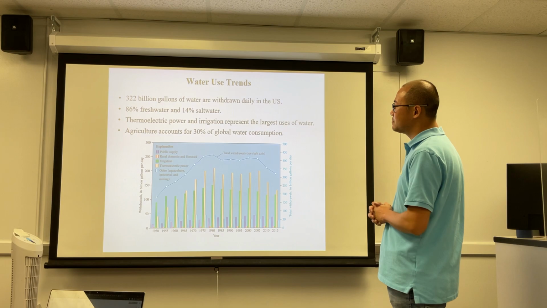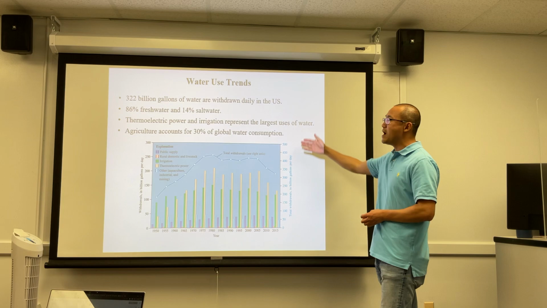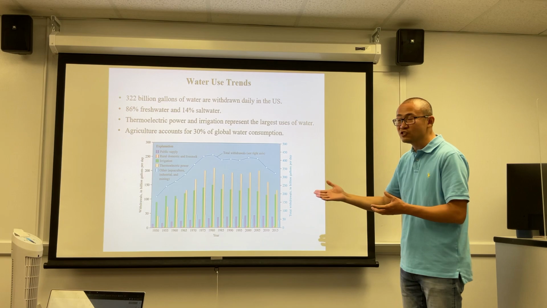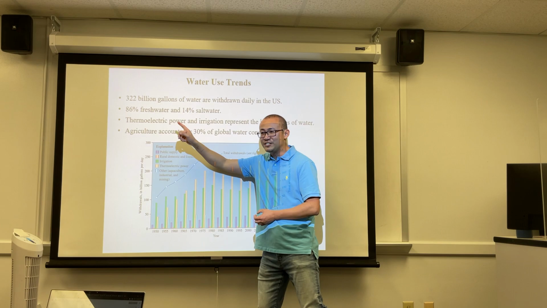86% is fresh water, 14% is salt water. And these two activities represent the largest use of water: power plants and irrigation. Okay, irrigation we can understand is for growing our food. But let me ask you guys, when we study chapter 4, thermoelectric power plant basically means what?